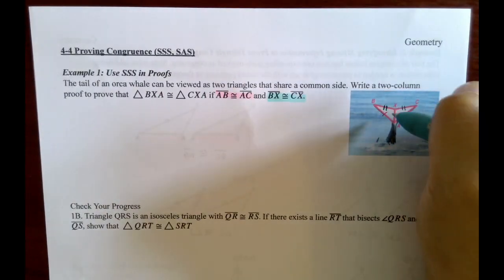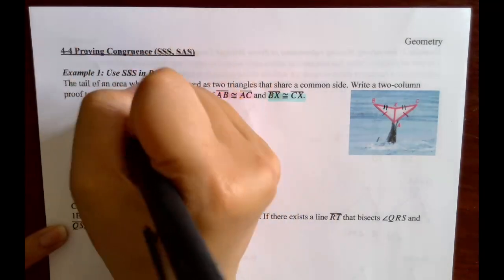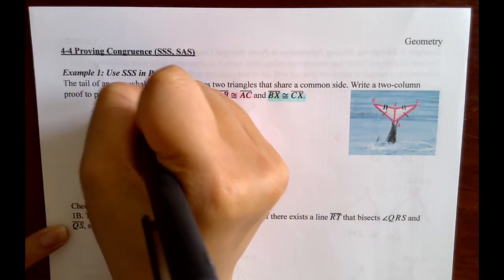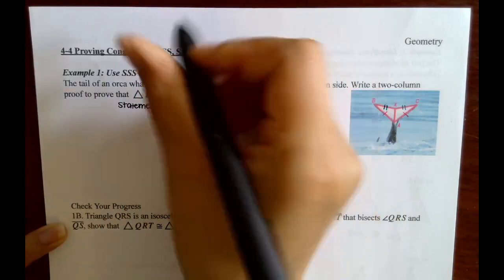Okay. Note, I didn't mark these with the same tick marks because these are not congruent. It's this and this and this and this. Okay, so let's get started with our two-column proof. Okay, so I'm going to make one with statement and then one with reason.